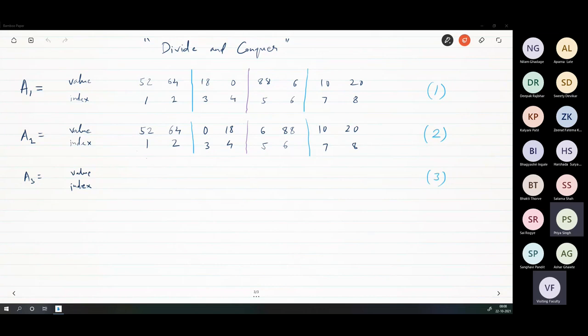So you are basically finding all the minimums. Finding the first minimum, second minimum, third minimum, fourth minimum. That is what you are doing, right?